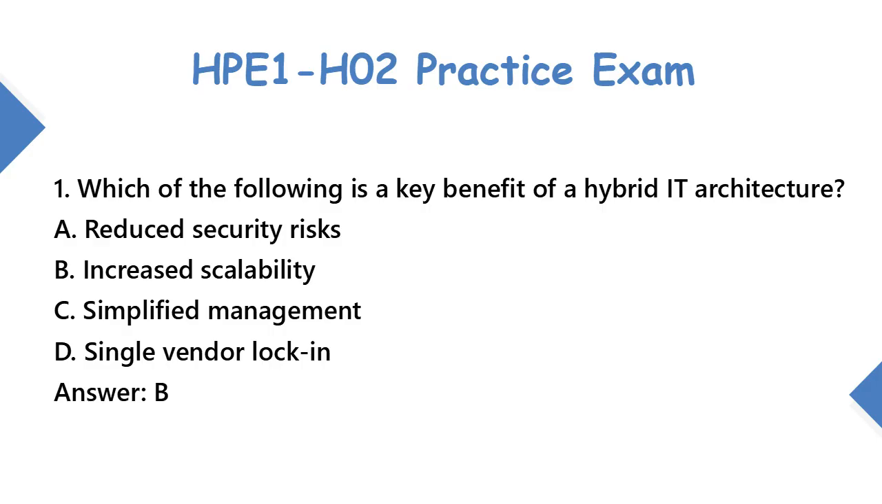1. Which of the following is a key benefit of a hybrid IT architecture? A. Reduced security risks. B. Increased scalability. C. Simplified management. D. Single vendor lock-in. Answer: B.